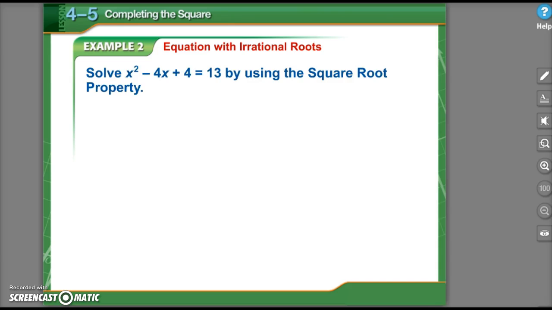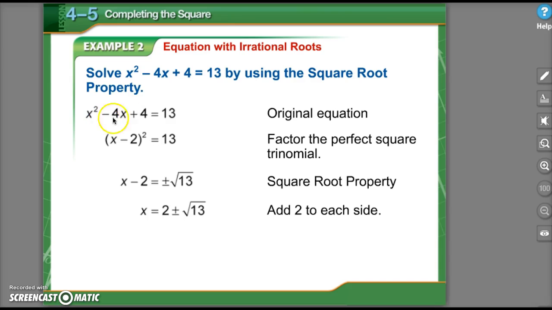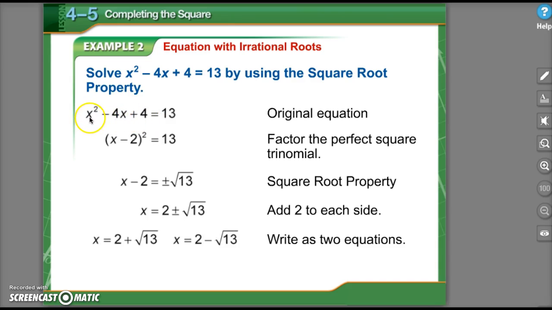Okay, in example 2, we're going to be looking at an equation that has irrational roots, which means that they cannot be expressed as a fraction. We need to solve x squared minus 4x plus 4 equals 13 by using the square root property. So again, the left side of the equation is a perfect square trinomial. This is x times x. This is negative 2 times negative 2. This is negative 2ab. So this left side factors into x minus 2 quantity squared.